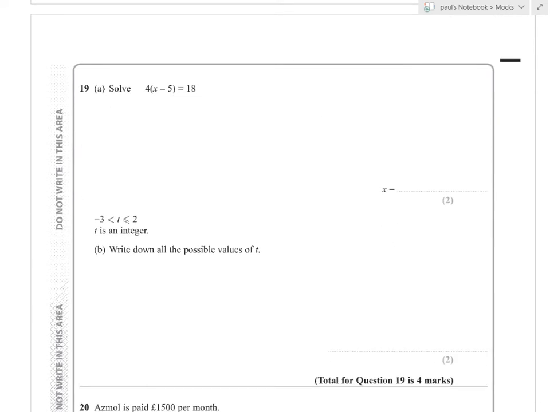Right, so we've got a bit of algebra going on here. This is nice, isn't it? So expand that out. So 4x minus 20 equals 18. So 4x equals plus 20, 38. So x is 38 divided by 4, which is half of that is 19. Half of 19 is 9.5. 9.5.